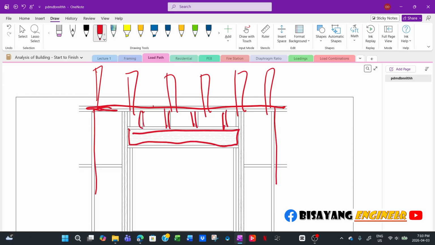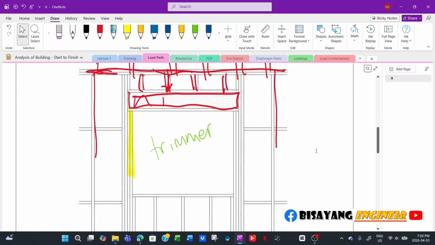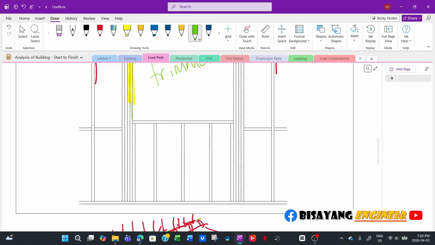So from the top plate down to the cripple studs, then from the cripple studs to the header, and then from the header to the trimmer. So this is called the trimmer, the one directly supporting the header. That's called a trimmer stud, or sometimes some engineers call it a jamb stud. So it will be transferred to that one, and then from here down to the bottom plate.